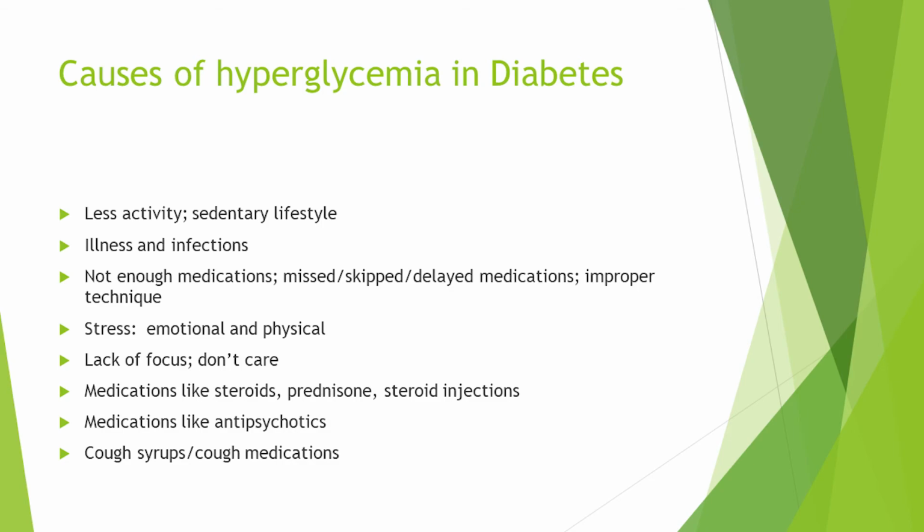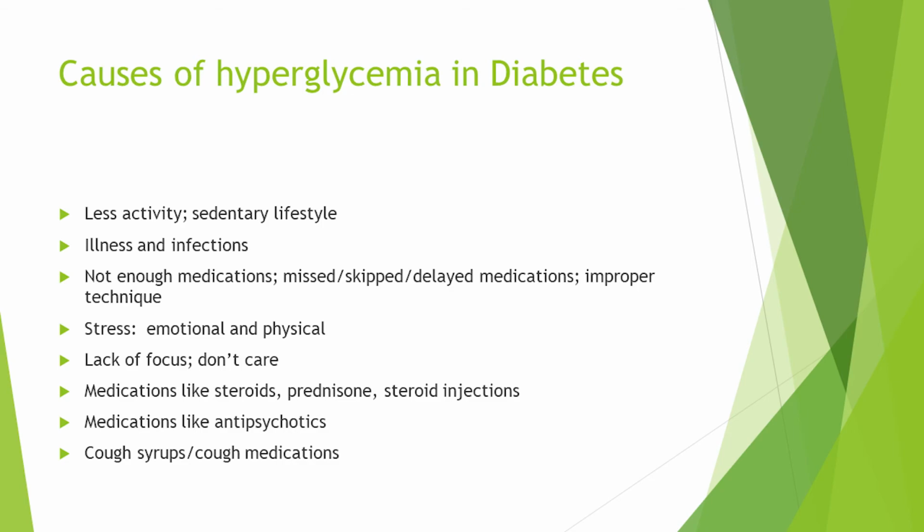Medications like steroids, prednisone, and steroid injections raise sugars as well. So if you have an upper respiratory tract infection and you're given a Medrol dose pack, or you go see the orthopedist or pain management doctor and they're giving injections in your knees and in your back, you'll see these blood sugars go high. Call your healthcare provider so we can adjust your medicines to help with the hyperglycemia during that time.